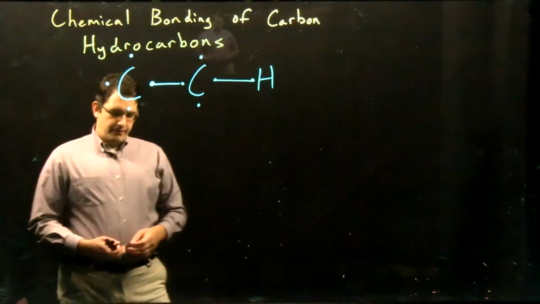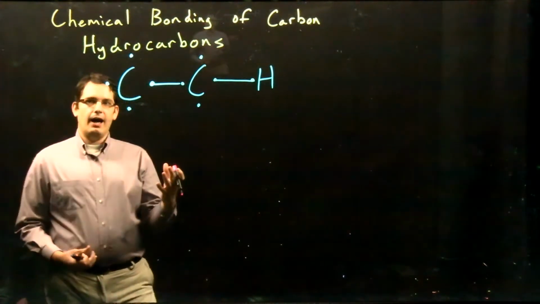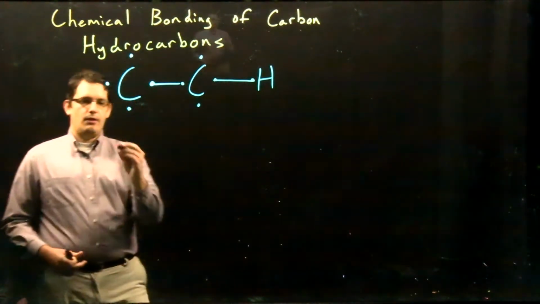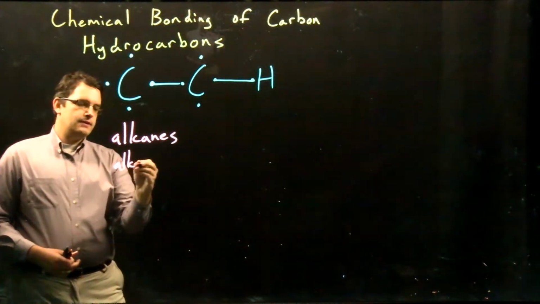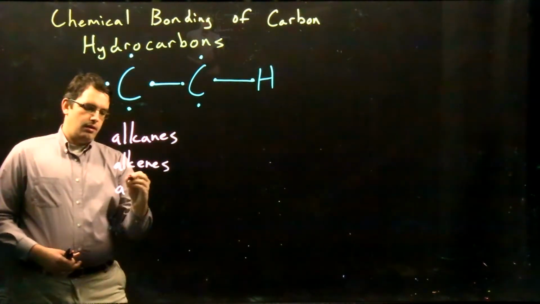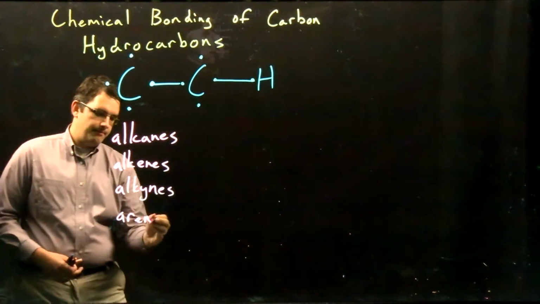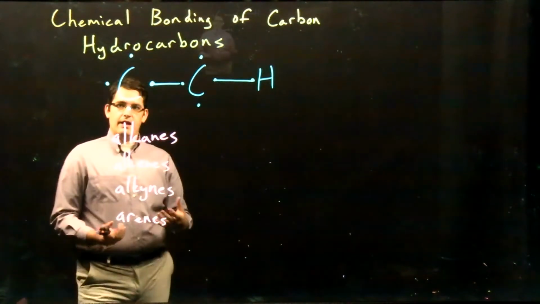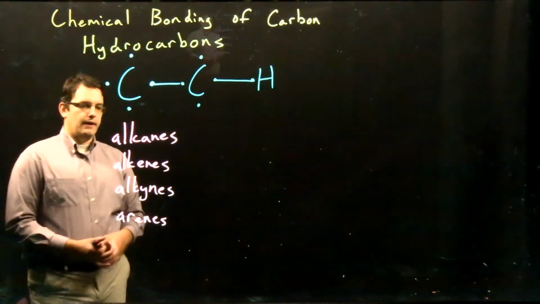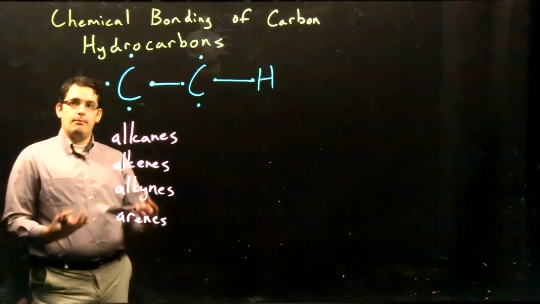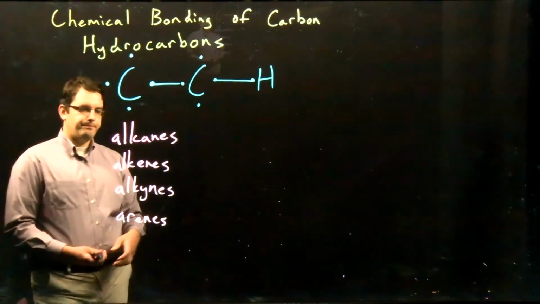Now, our hydrocarbons are going to be further broken down into several different classes based on the kinds of bonds that we have between our carbons and hydrogens. We have alkanes, alkenes, alkynes, and arenes. These are all different classes of hydrocarbons. We also refer to these as functional groups because they'll change up how our molecules function as we add these different classes of hydrocarbons within our molecules.